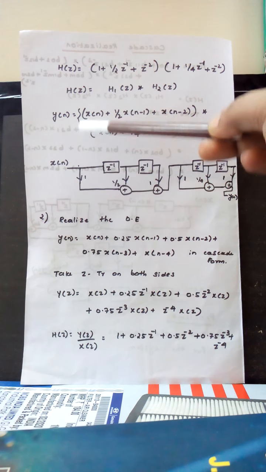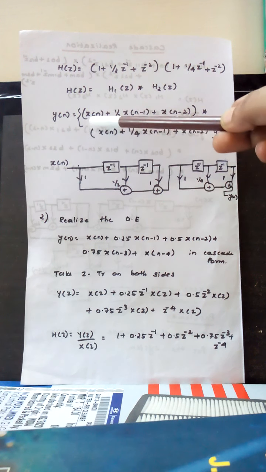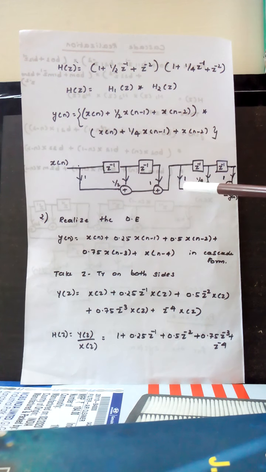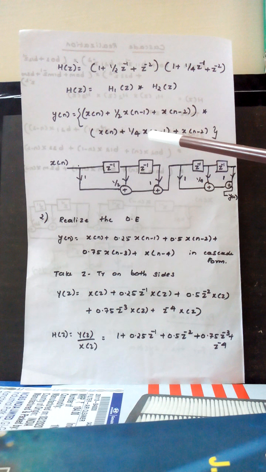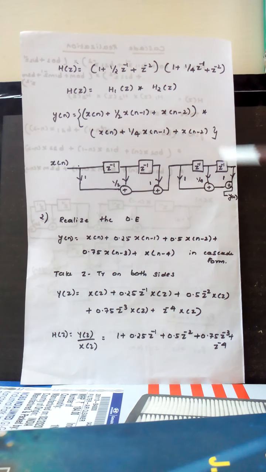Again, for the second system, here this is x of n, which is multiplied by 1, and it is adding with 1 by 4 into x of n minus 1. So we are using one delay operator. Here we'll get x of n minus 1, that is multiplied with 1 by 4. Again we are using one more delay operator, so we'll get the signal x of n minus 2, that has the magnitude of 1.